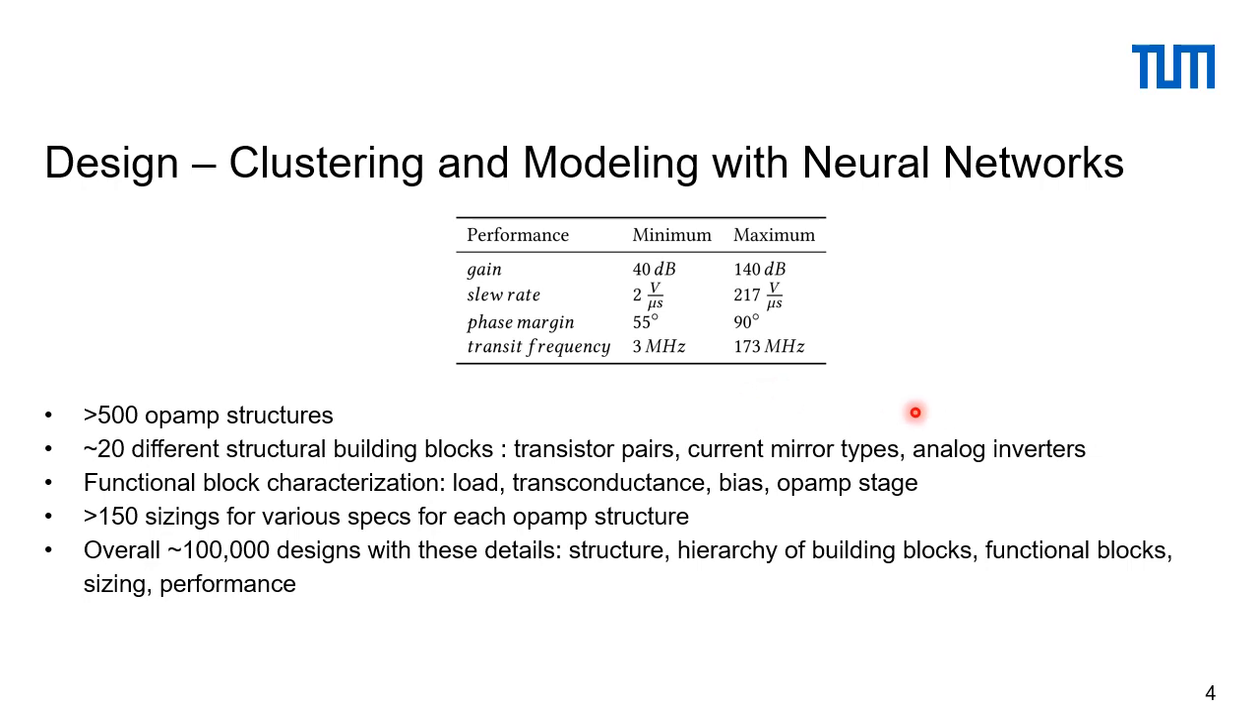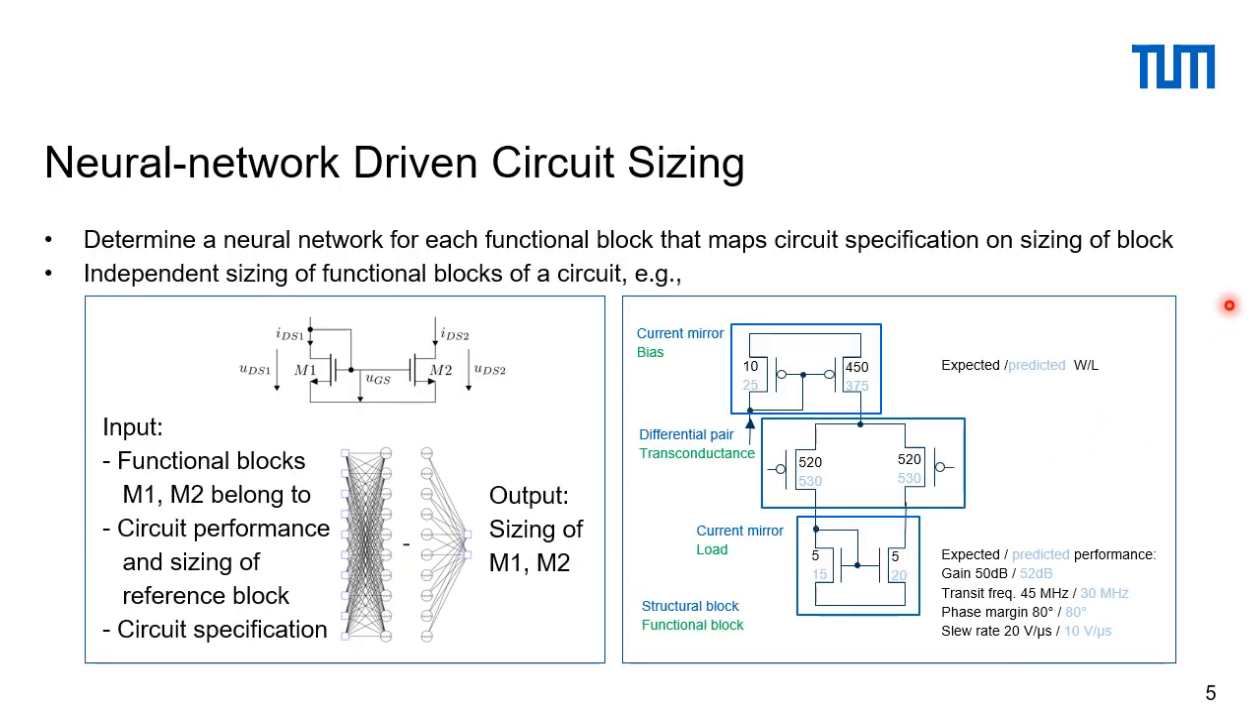So in that, we have characterized all the circuits with regard to the transistor pairs, which can be identified, different current mirror types, different analog inverters at the output of the circuit, and with regard to functional blocks, which are load, transconductance, bias, and op-amp stage. And then we tried to use this to somehow simplify circuit sizing.